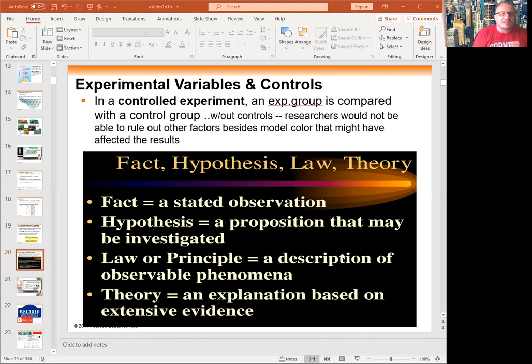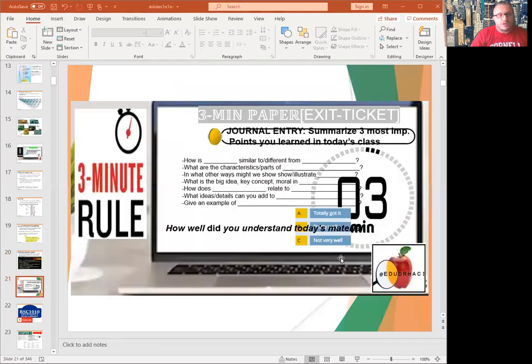A fact is a stated observation. A hypothesis is a proposition that may be investigated. A law or principle is the description of observable phenomena. A theory is an explanation based on extensive evidence. So that's the key phrase, extensive evidence. Okay, pretty strong.